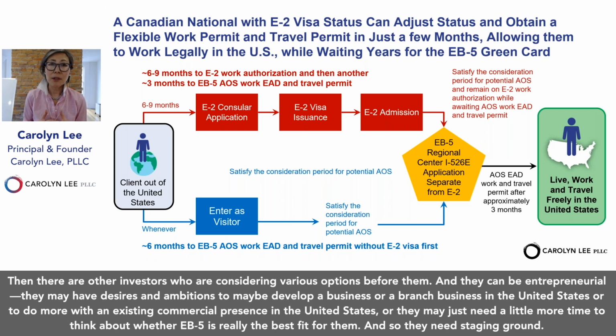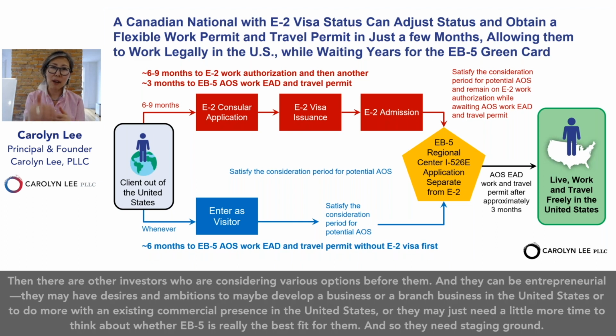Then there are other investors who are considering various options before them, and they can be entrepreneurial. They may have desires and ambitions to develop a business or a branch business in the United States, or to do more with an existing commercial presence in the United States. Or they may just need a little more time to think about whether EB-5 is really the best fit for them. And so they kind of need a staging ground.